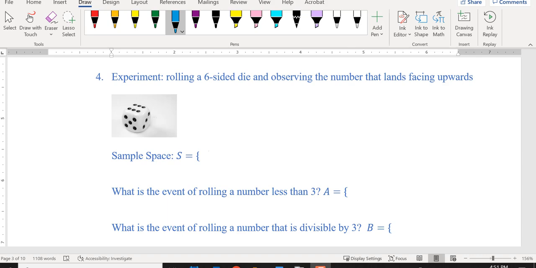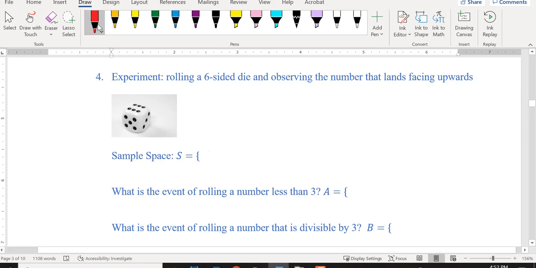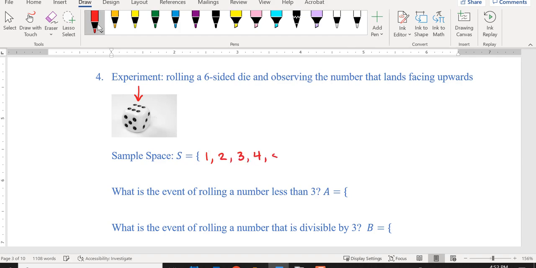Okay, number 4. Your experiment is rolling a 6-sided die and observing the number that lands facing upwards. For this example, what would face upwards is a 6. So the sample space, you've got a 6-sided die. They all have a different number of dots on them, and the number of dots range from 1 to 6, so that's your sample space.